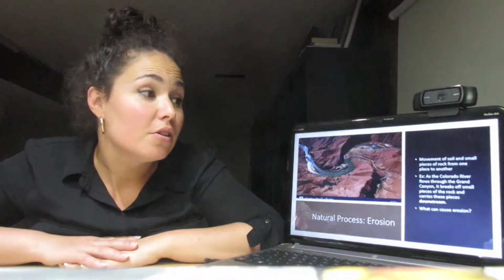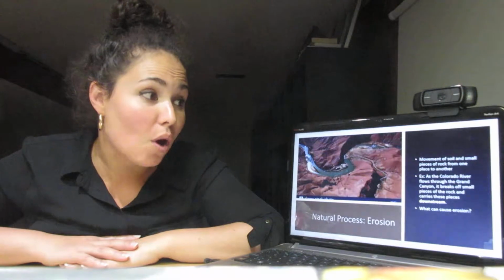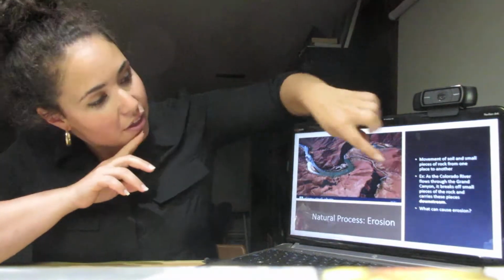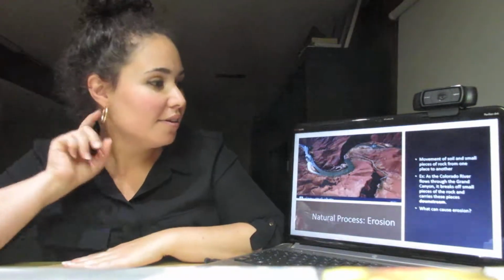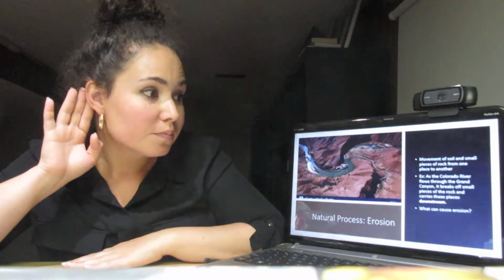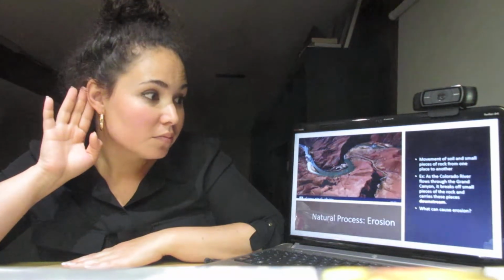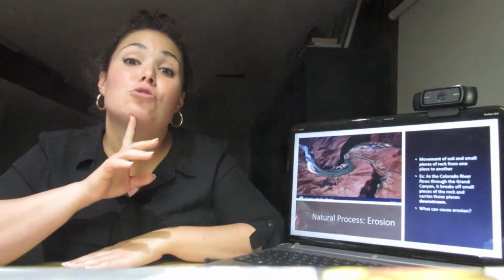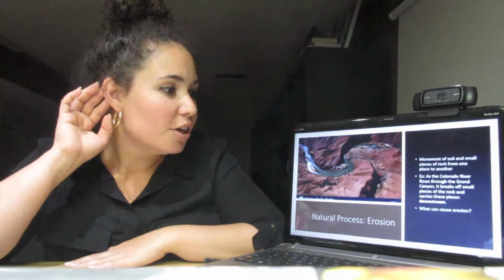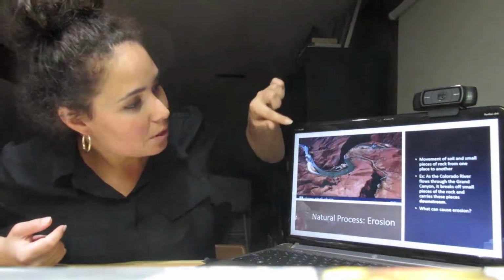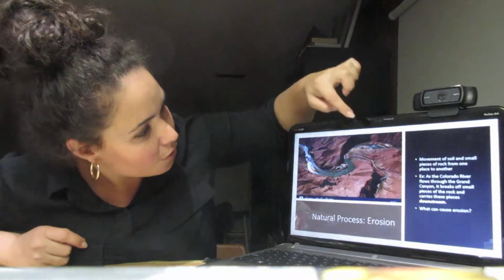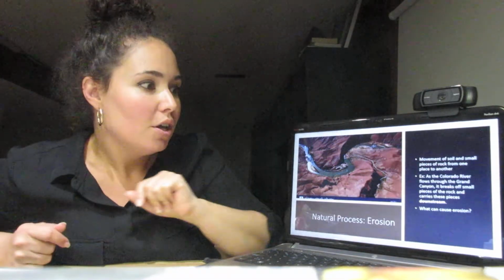So the second natural process we're going to talk about today is erosion. Erosion is the movement of soil and small pieces of rock from one place to another. Can someone please read this second paragraph? As the Colorado River flows through the Grand Canyon, it breaks off small pieces of the rock and carries these pieces downstream. Downstream. Can everybody repeat downstream for me? Downstream. Good job. So as we can see on this picture, pieces of rock could be carried down the stream of this river and end up somewhere else.